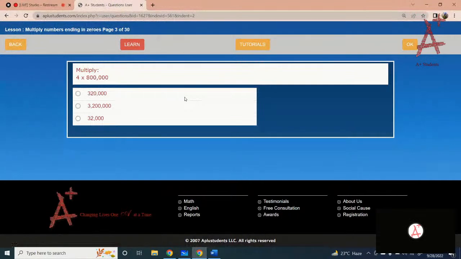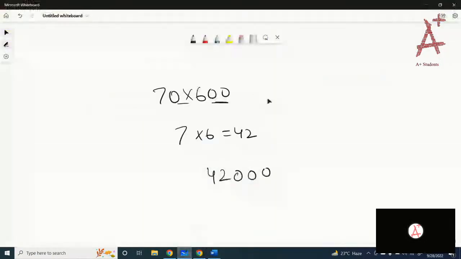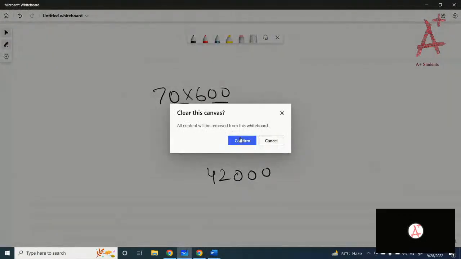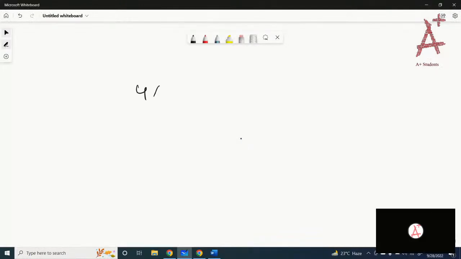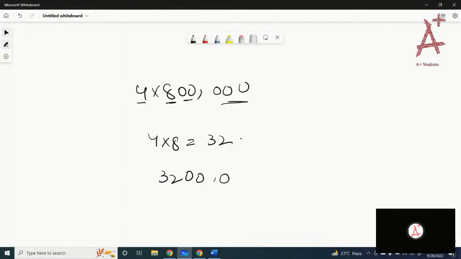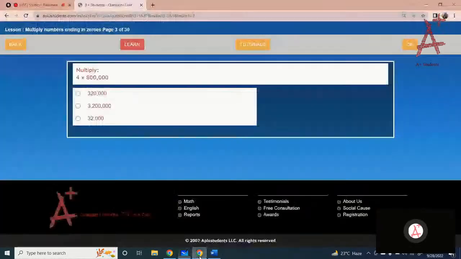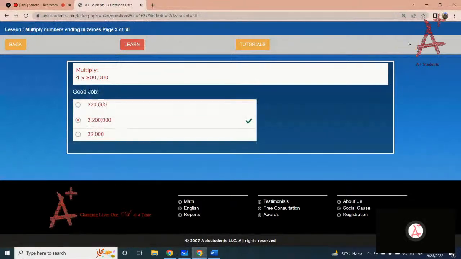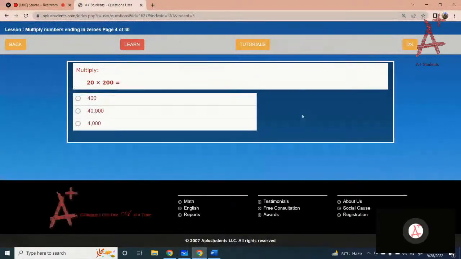Got it? Okay, the next one is 4 times 800,000. Just multiply both the digits. They are 4 and 8. So 4 times 8 is 32. Now you have the 5 zeros with only one number. So add the 5 zeros as it is. Got it? That's the answer for the question. So select the correct option. This one is the correct option. Got it?